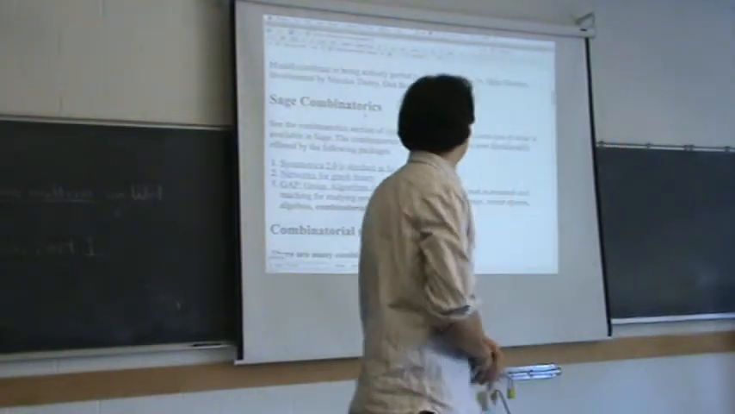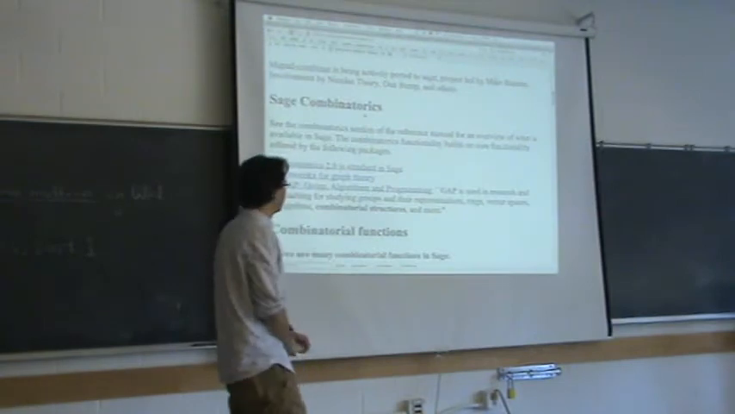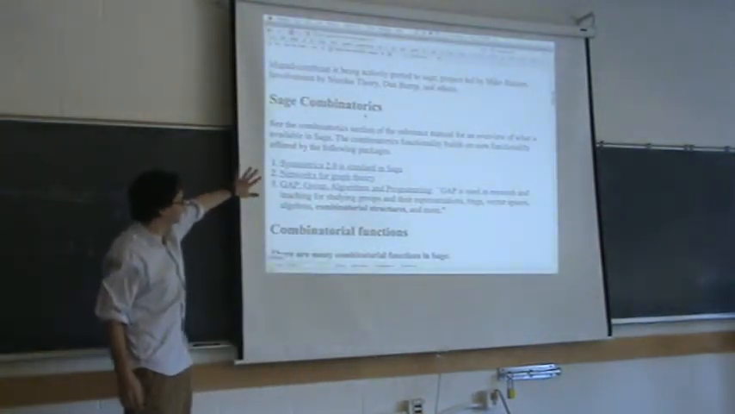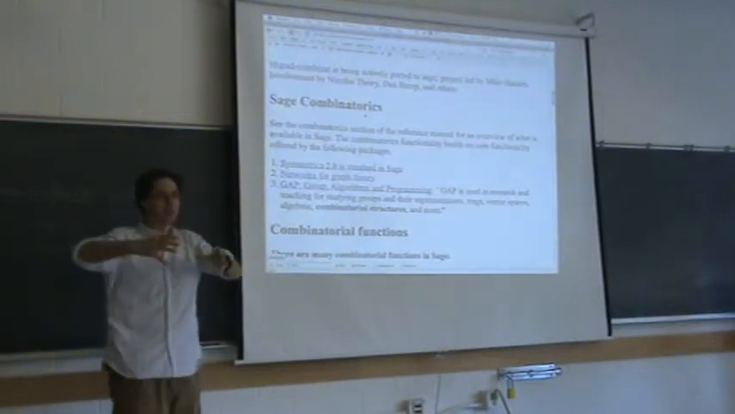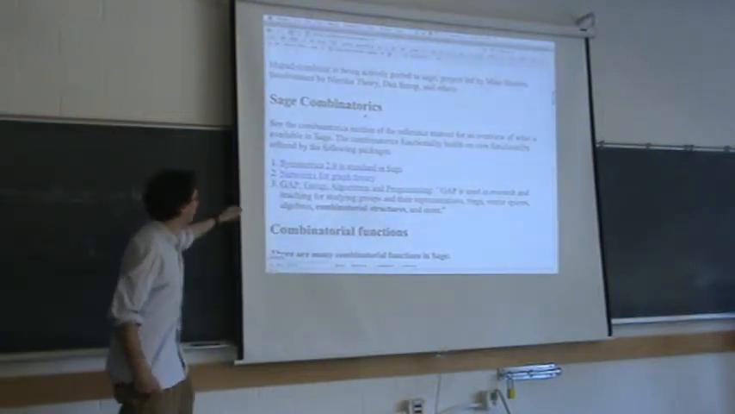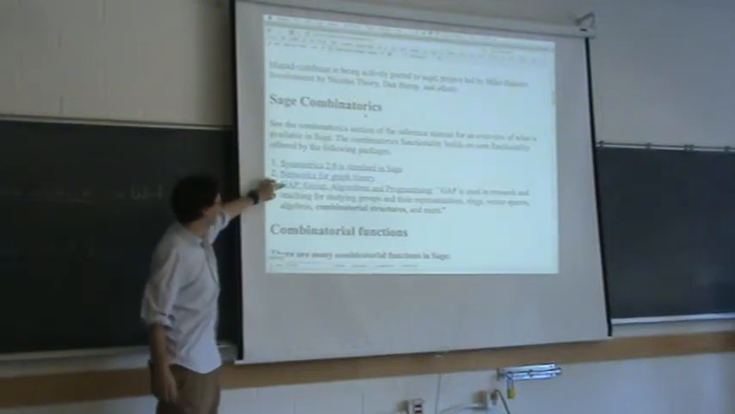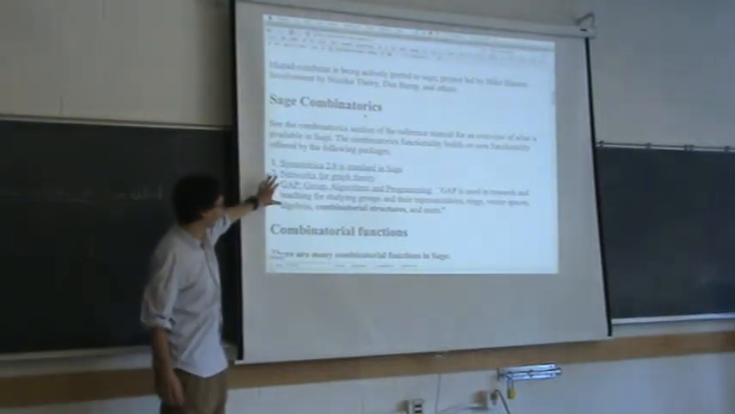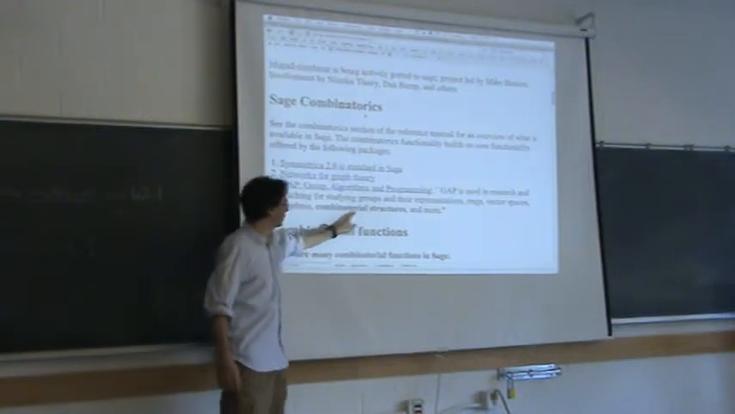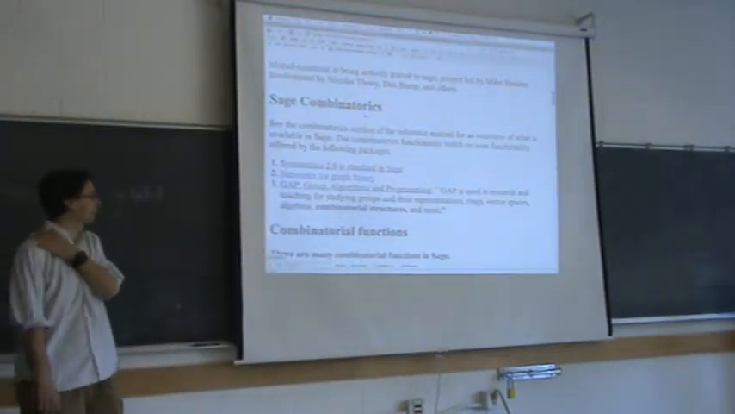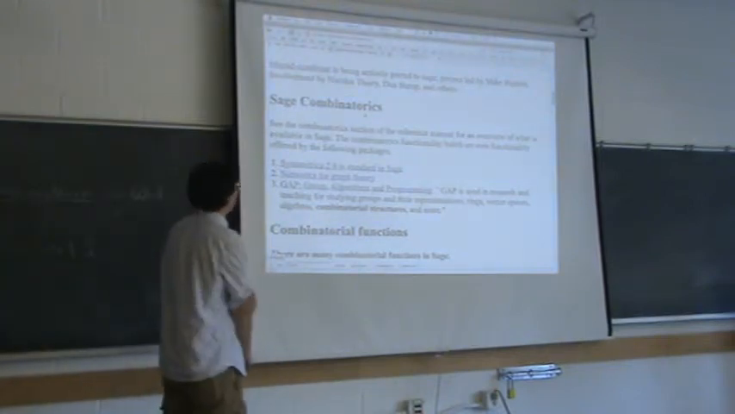So here's a sense of the sort of combinatorics that are in Sage. There are really 3 main programs in Sage that involve combinatorics that are included as part of the Sage distribution. One is called Symmetrica. Another is called NetworkX, which is mainly for graph theory, which is a part of combinatorics. And GAP, which is mainly a group theory package, but one of its missions is computation with combinatorial structures. So it does do a number of things related to combinatorics.